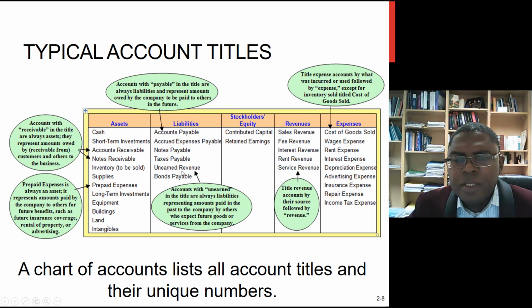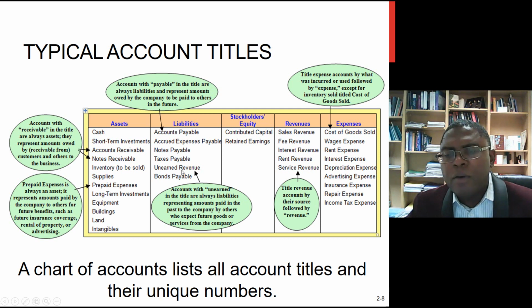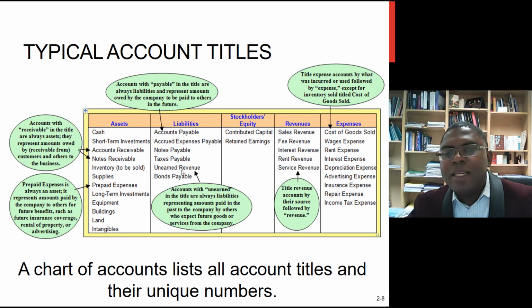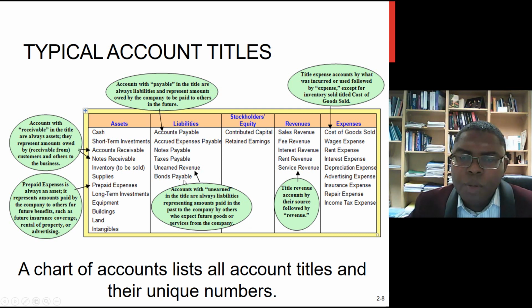We also have unearned revenue. Unearned revenue is simple. When a business receives payment for services that will be rendered, or goods that will be delivered sometime in the future, that is unearned revenue. So it is revenue, but it has not yet been earned. That is a liability to the company. Bonds payable, those are liabilities.